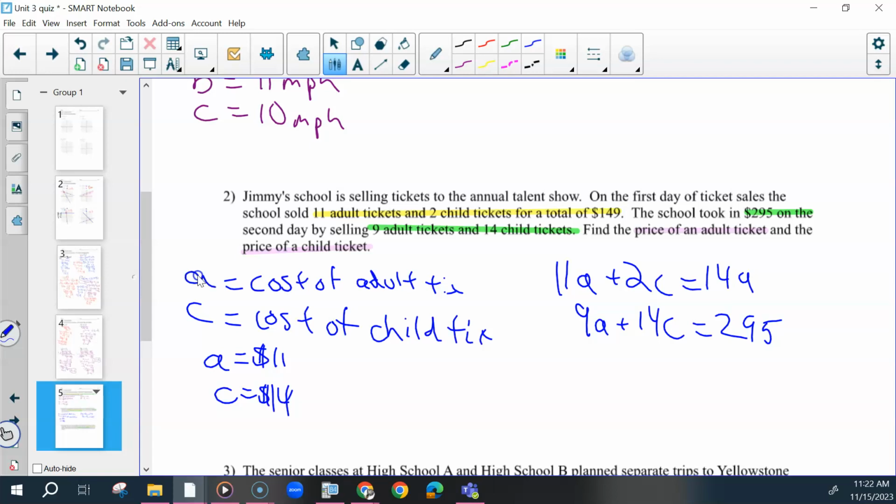Okay, so however you solved it, by elimination, by substitution, by graphing. Again, in points, did you define your two variables, did you set up your two equations, solve for one variable, solve for the other, and then get your 2 answers. So if you solved it correctly, you would have got those 2 answers, $11 and $14. Make sure you're putting your labels.